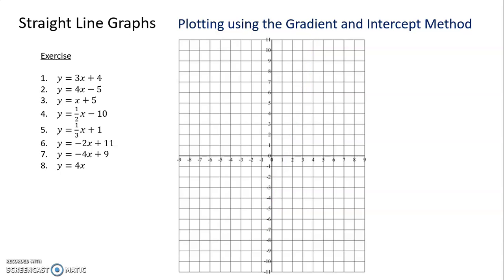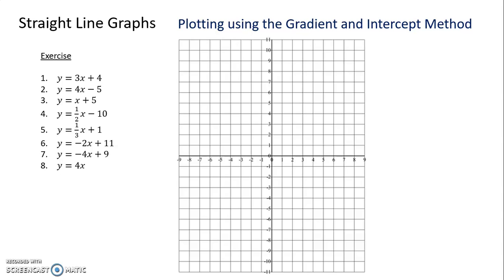Next one, y equals x add 5. So your intercept is at 5. This time it's x, but that's actually 1x. So the gradient is 1. So that means along 1, up 1. And then join those up to make a straight line.